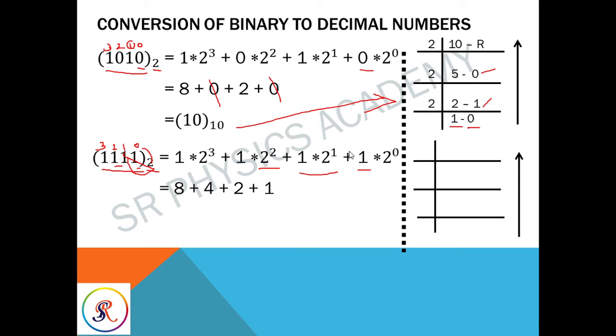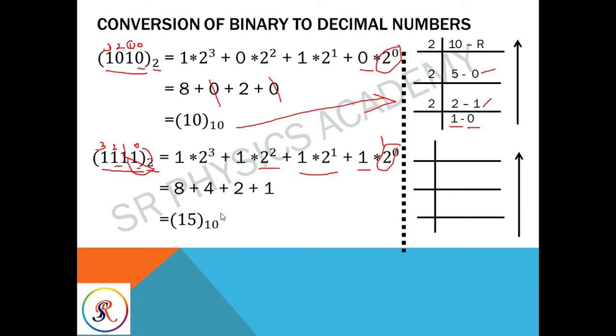means what? Don't get confused in this case. Every digit, if you take 2 power 0, any value to the power 0 means our value is 1. So that means 1 into 1 equal to 1. So we will get 8 plus 2, 10, 10 plus 4, 14, plus 1, 15.